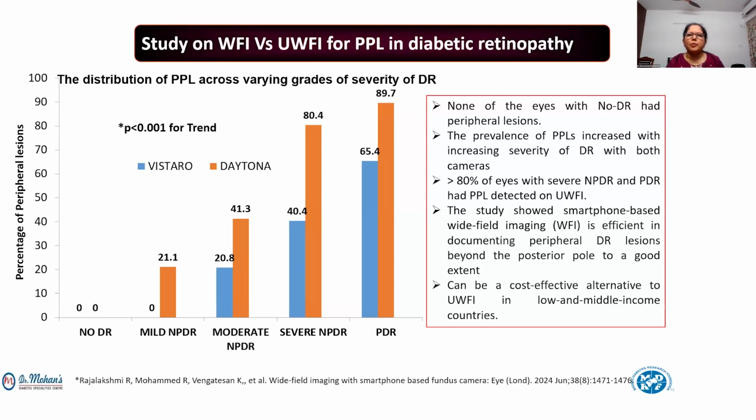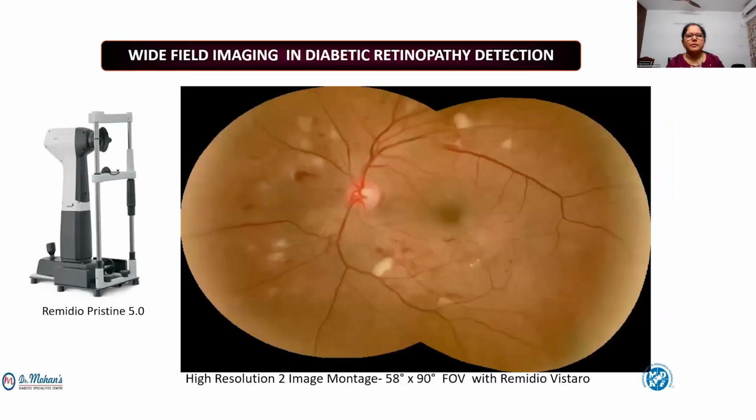Dr. Rajiv did mention the importance of PPLs, that PPLs do indicate a risk of progression quickly to PDR by almost 4 times. So that is the importance of detecting PPLs by doing a wide field or an ultra wide field imaging. At least if there are institutions which cannot afford to buy ultra wide field cameras, a cost effective way could be using such smartphone based wide field cameras.